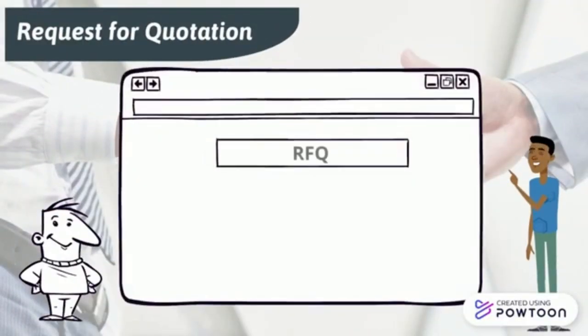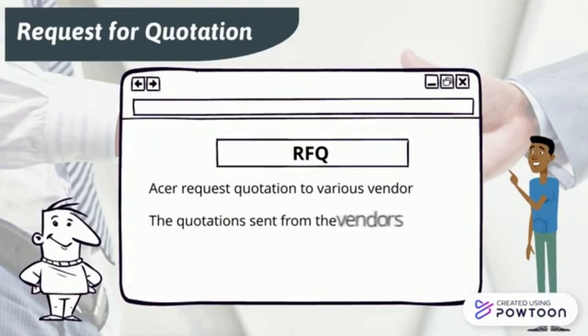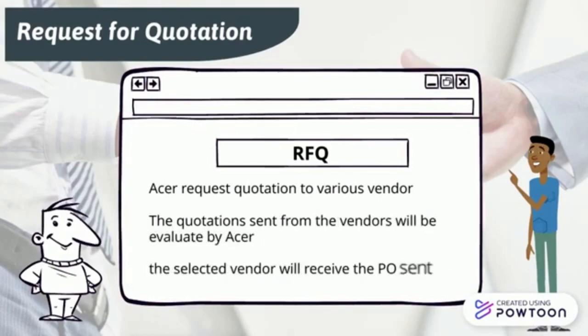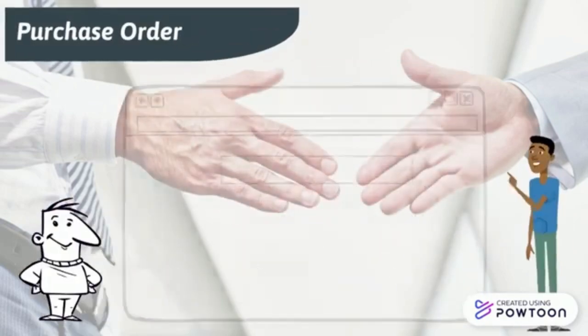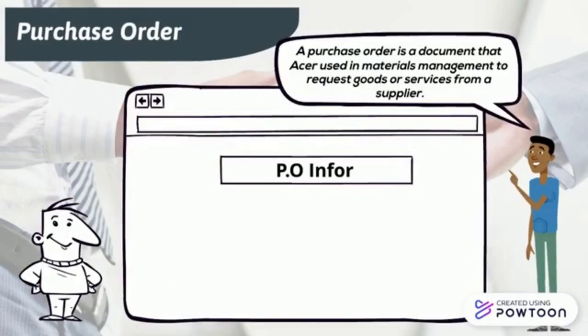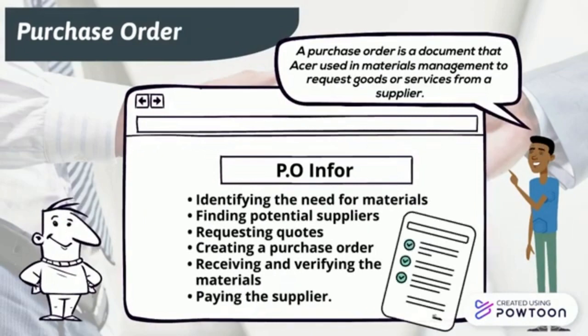Request for quotation is the process of Acer requesting quotations, evaluating them, and selecting a vendor. A purchase order is a document that Acer uses in materials management to request goods or services from a supplier.